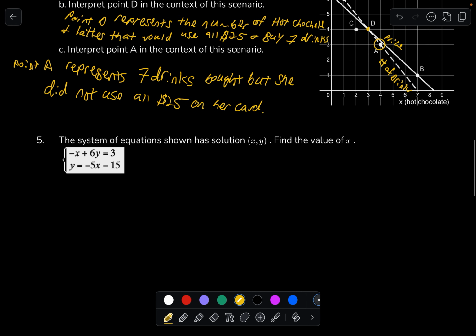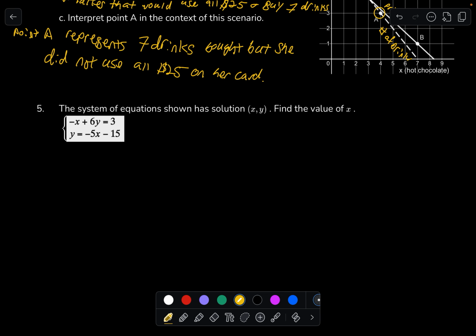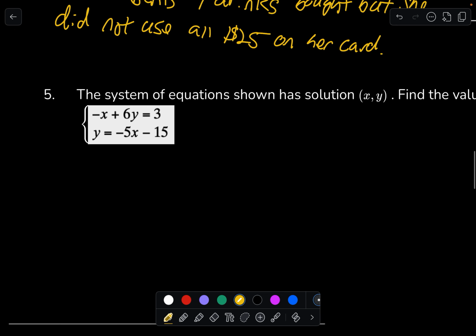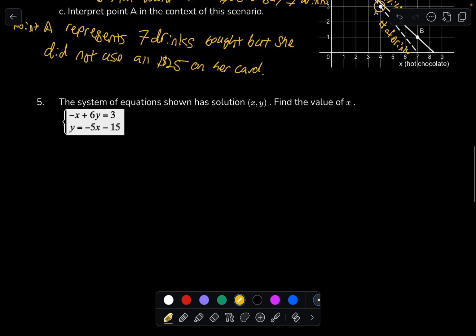Okay, question 5 is just straight up. Now notice this looks different because the system they gave you was kind of crazy looking. So I made it a lot easier, and that's going to be the same on your actual quiz. So it says the system of equations shown has solution x, y. Find the value of x. They want you to solve this system, basically, to get x, and you would also get y. So how do you do this? Well, this is perfectly set up for substitution.